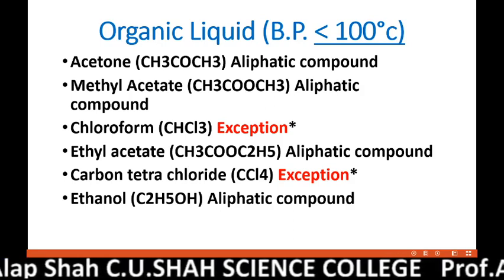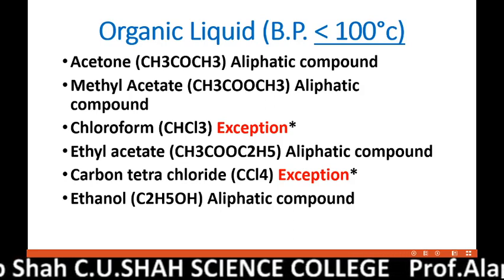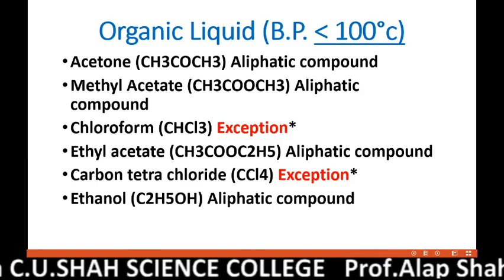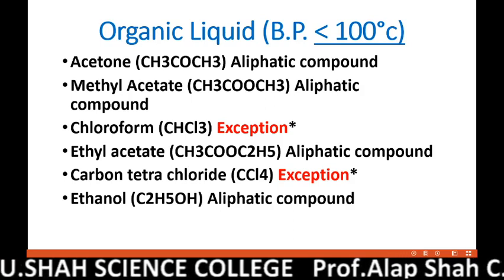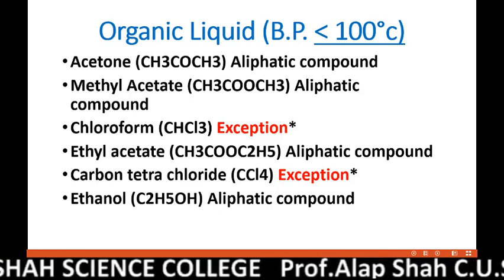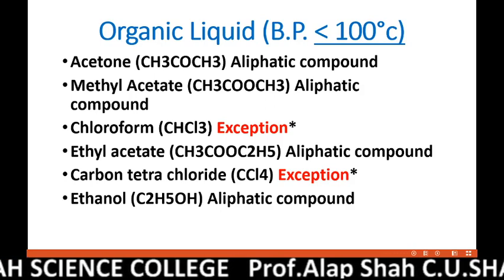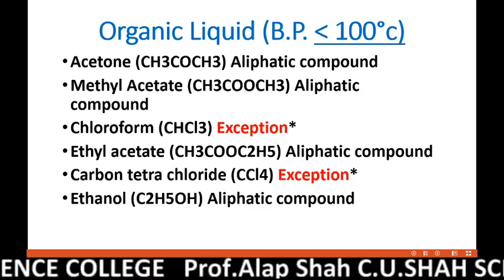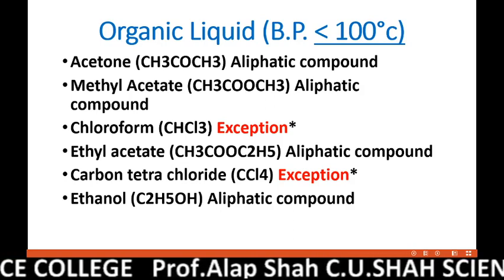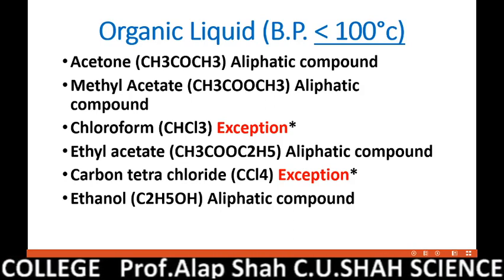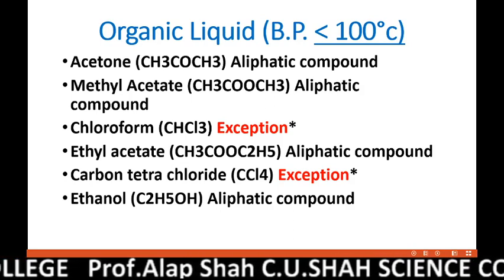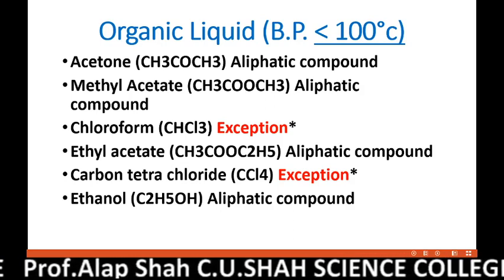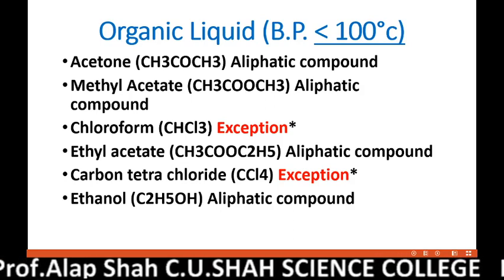In this slide you can see acetone with the boiling point 56 degrees Celsius, methyl acetate 57, chloroform 61. So these three have a difference of just 2 to 3 degrees Celsius in their boiling point, 56 to 61, 5 degrees Celsius. So they are below 65. In the remaining three, ethyl acetate 77, carbon tetrachloride 78, ethanol is also 78. So they are in the range of 77 and 78, so above 75 degrees Celsius.